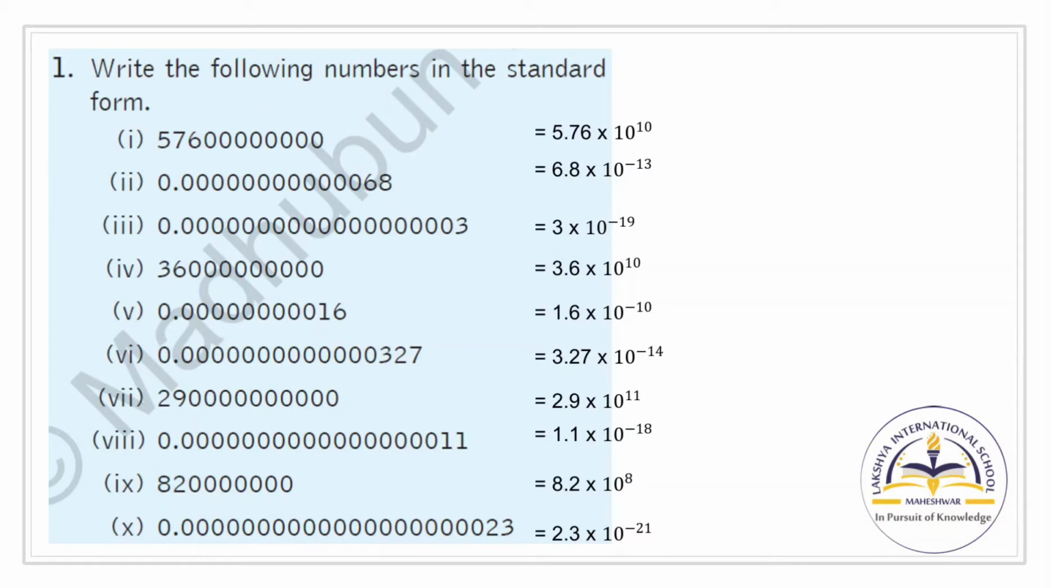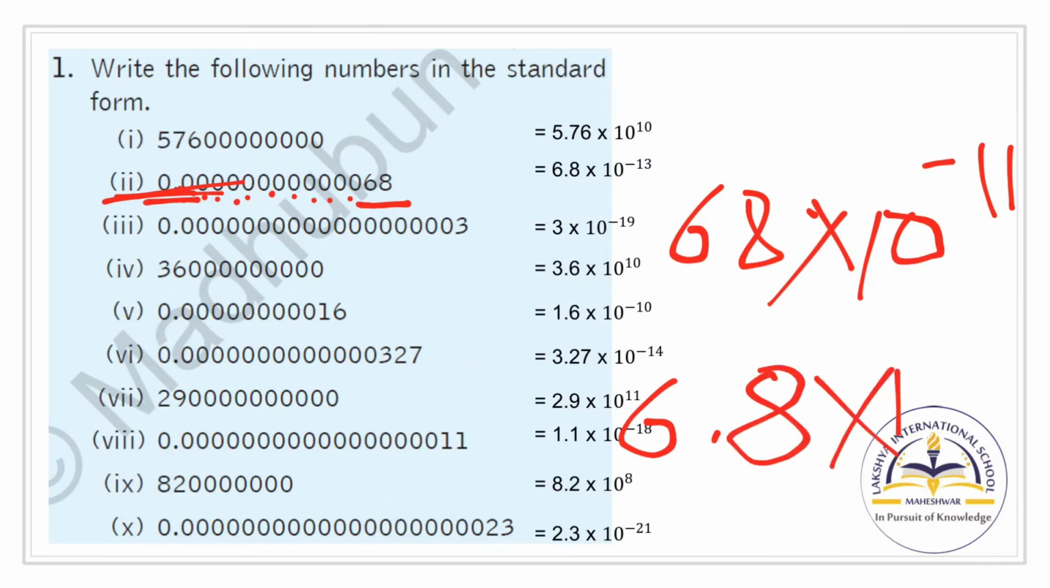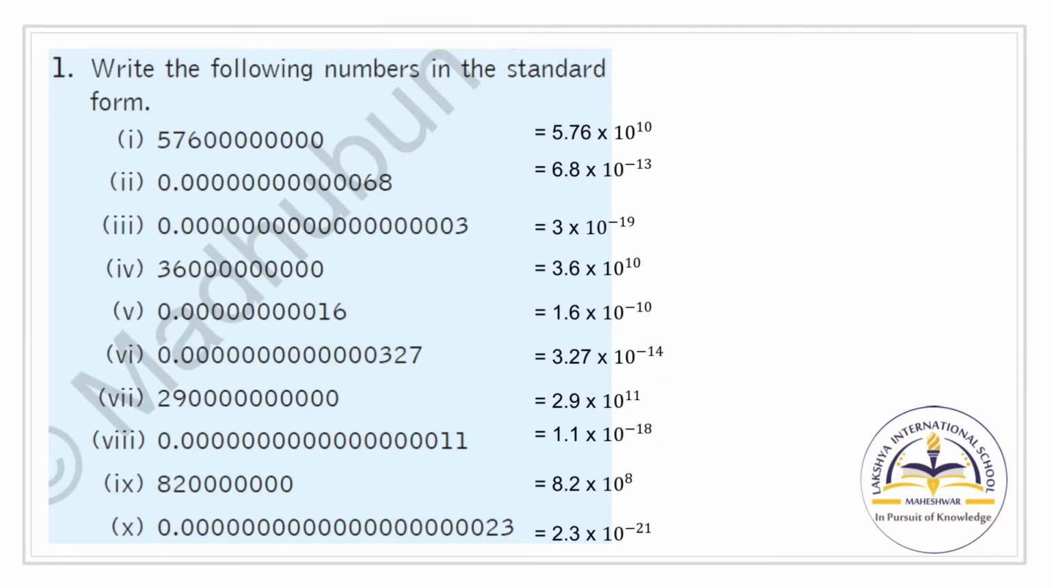0.00 whatever, it is 68. Now what will we write? First we will calculate the zeros. Let me calculate that. 1, 2, 3, 4, 5, 6, 7, 8, 9, 10, 11. There are 11 zeros, so 68 into 10 to the power minus 11. Why minus 11? Because there is a decimal point here. Now when we write 6.8, here there will be minus 10. In the same manner you have to solve question number 3.